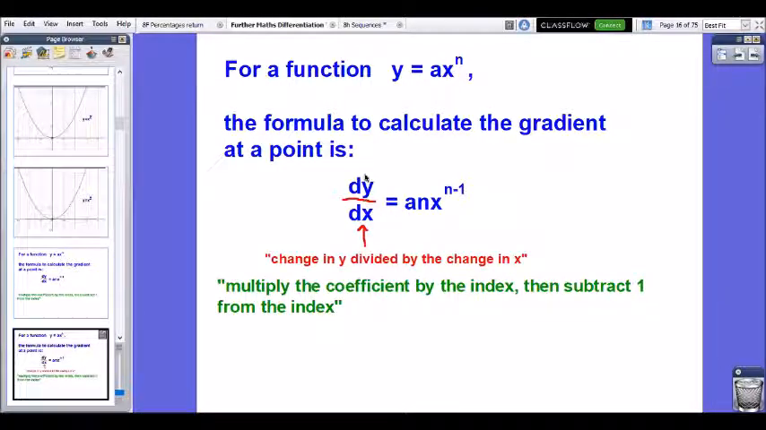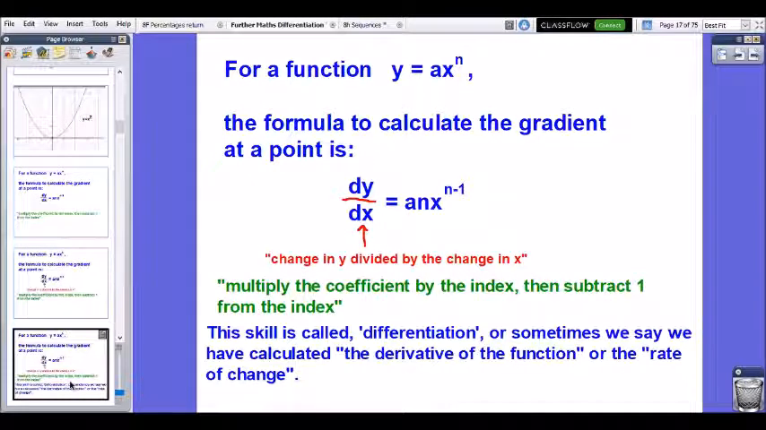Right, this dy over dx part, that's just a shorthand way of writing the gradient. So that just means changing y divided by changing x. Just a shorthand way of saying this is the gradient of the line. So this skill is called differentiation.